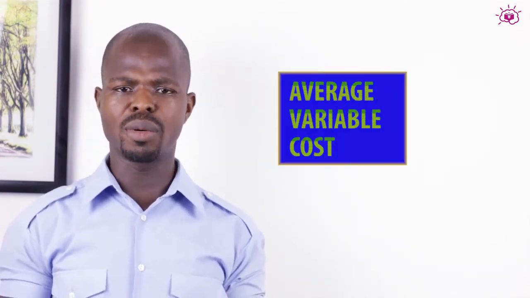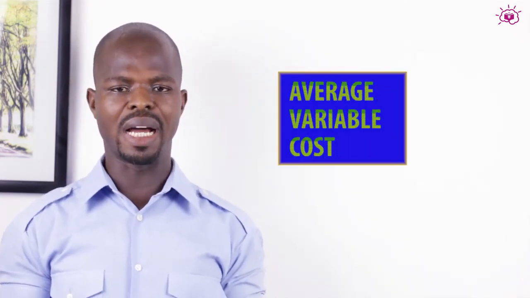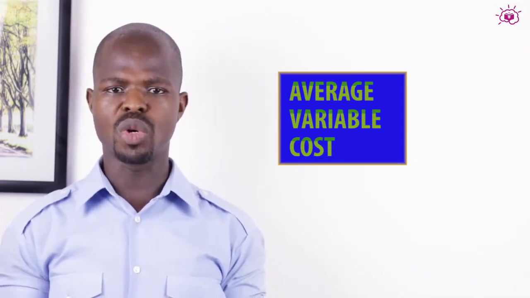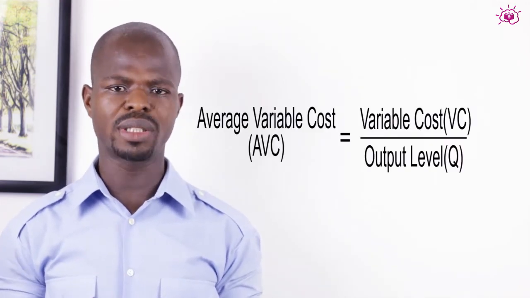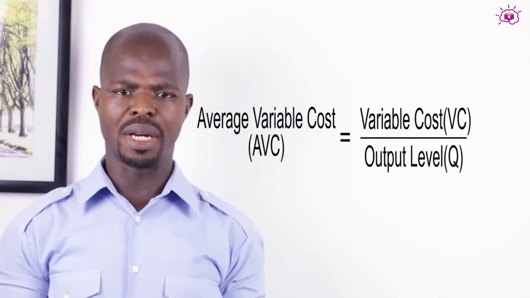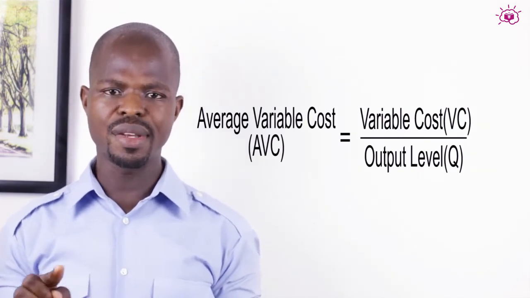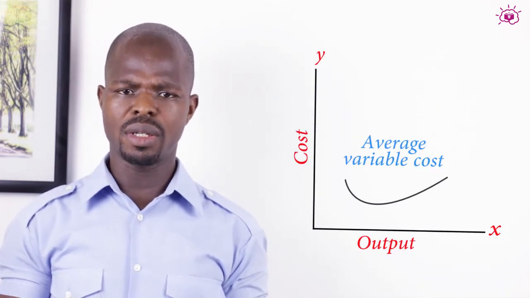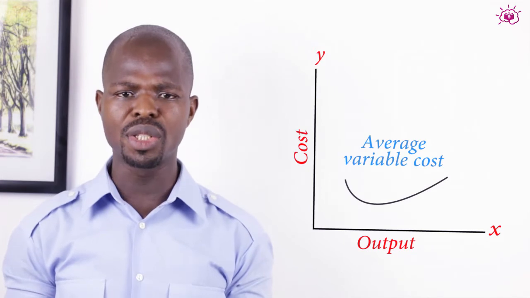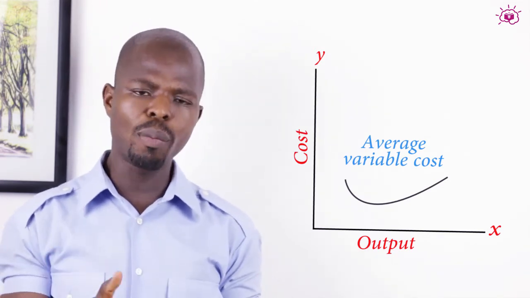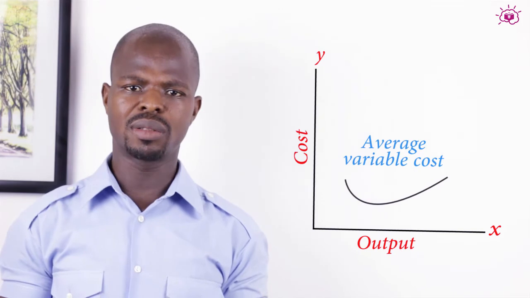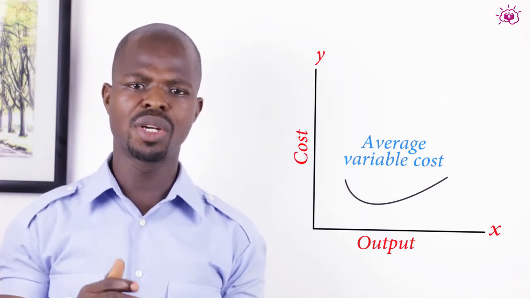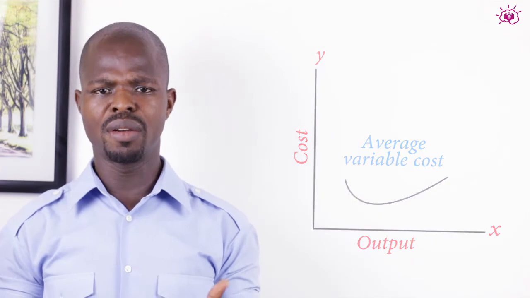We have another concept yet, which is average variable cost. Average variable cost is defined as the total variable cost per unit of output. That is, to calculate your average variable cost, you divide your variable cost by the output level. That is, AVC equals TVC, total variable cost, divided by output level. As you can see on the graph, it is partially U-shaped, not a complete U, because it's a component part of the total cost and at the same time a component part of the average cost. That's it on average variable cost.